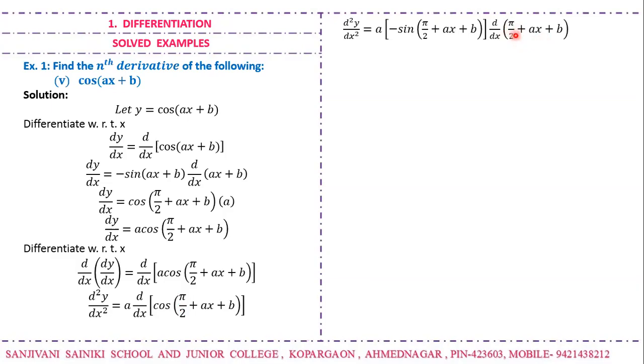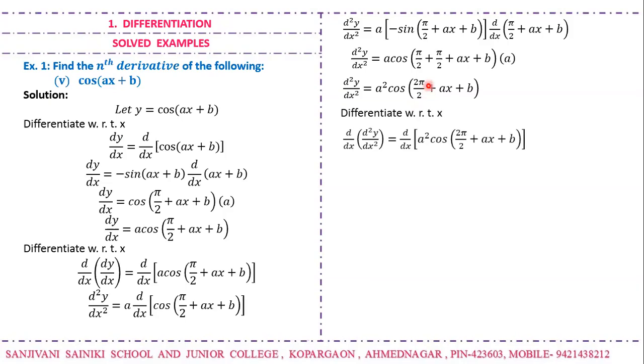Pi by 2 is constant, b is constant, a is constant, so we get only a. So again the first a and another a is a square, and I have converted minus cos minus sine theta into cos of 90 plus theta. So we get a square cos of 2 pi by 2. Though we can cancel these two, don't cancel it because we have to generalize the formula. It will help to generalize the formula.